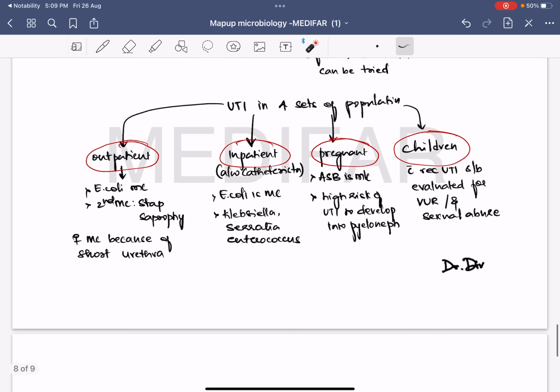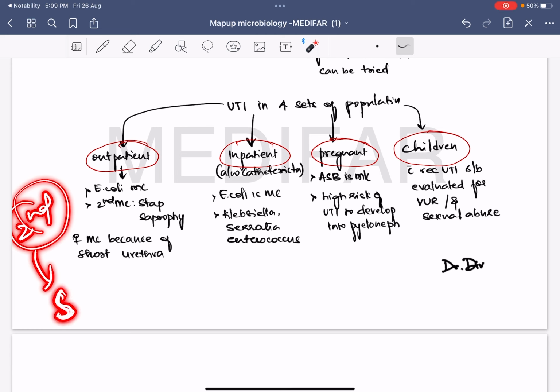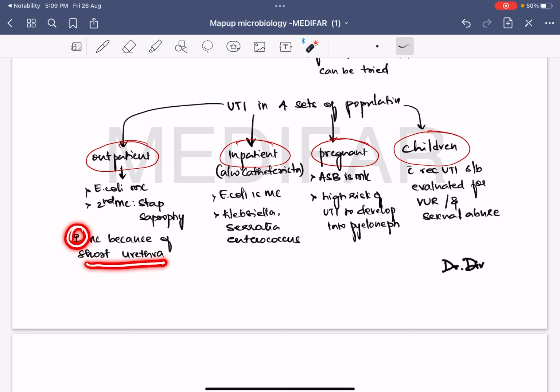Always remember, in UTI the most common organism is E. coli. E. coli is the most common, and the second most common is Staphylococcus saprophyticus. Can you remember, second most common, second starts with S, right? Second, double S, it is Staphylococcus saprophyticus, SS. And UTI is more common in females because of the short urethra.